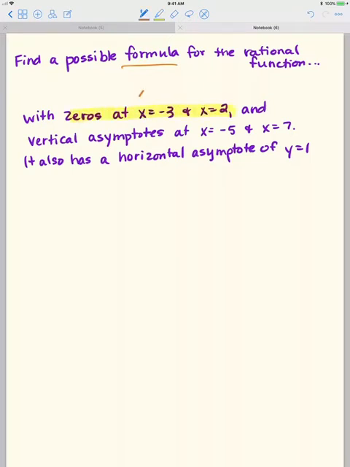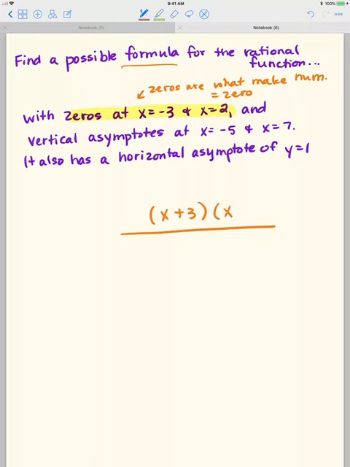Well, if you recall, zeros are what make the numerator of your rational function equal to 0. So if we have a rational function, the fact that zeros are at -3 and +2, I'm going to change into factors of x plus 3 and x minus 2. That's reflecting the fact that I have zeros of this rational function, and zeros of a rational function can be found by setting the numerator equal to 0.